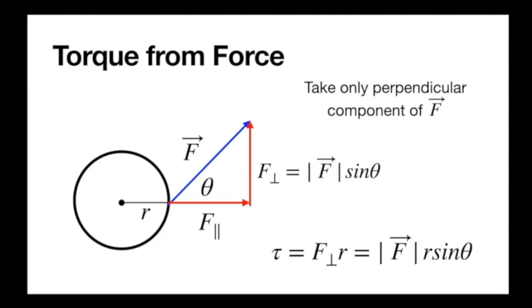You can see my blue vector f, my parallel component on the bottom, my perpendicular component on the right, they're just the normal x and y components that we might identify. But for my torque, we only care about this perpendicular component, in this case the y component of f, and so if I know this angle, I can calculate this as f sine theta for my f perpendicular. So then the torque that this force would create is f perpendicular times r, or the magnitude of f times r times sine theta.